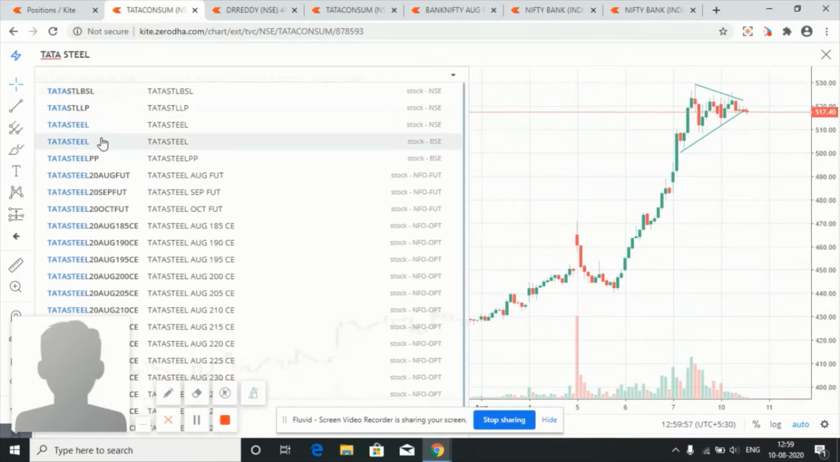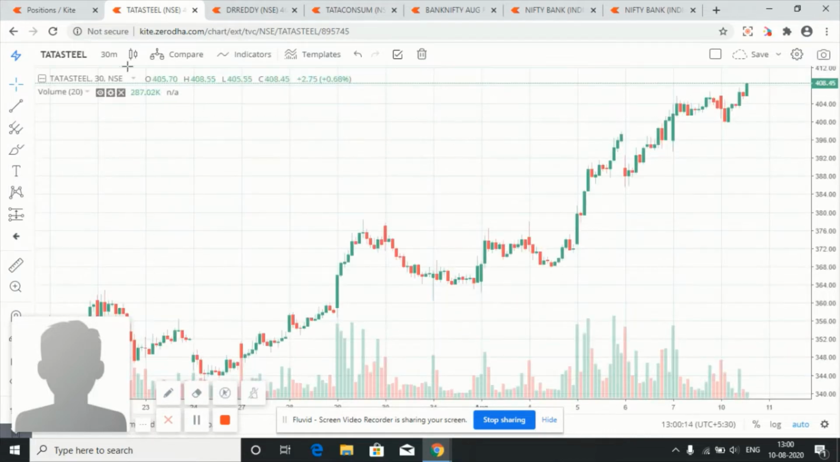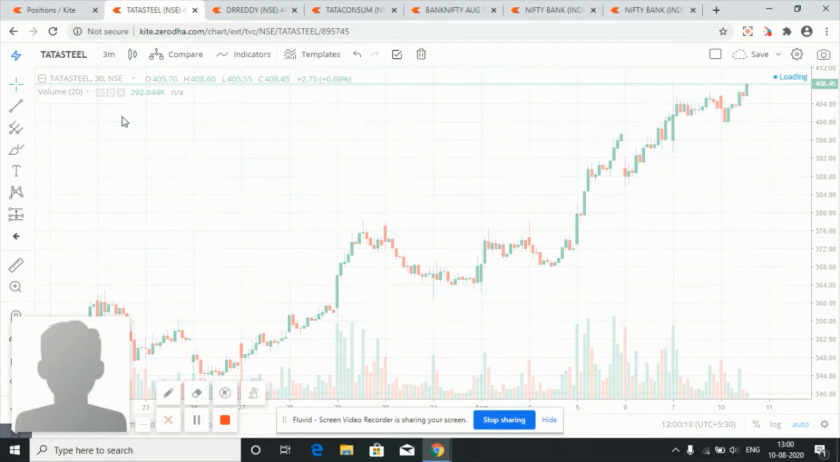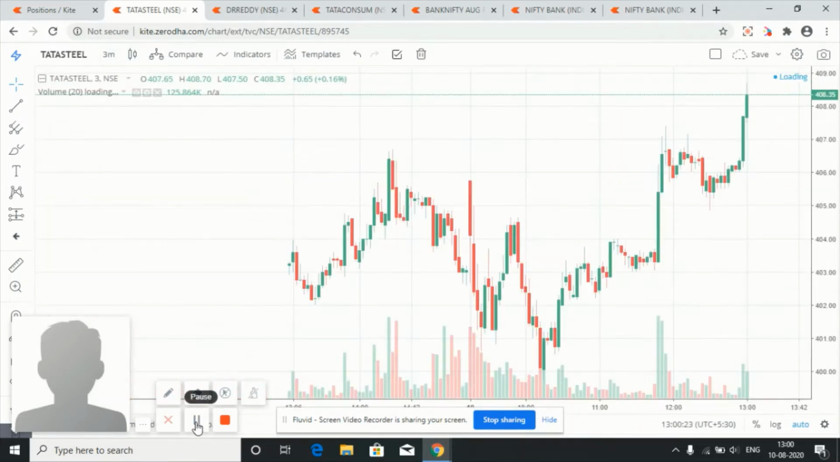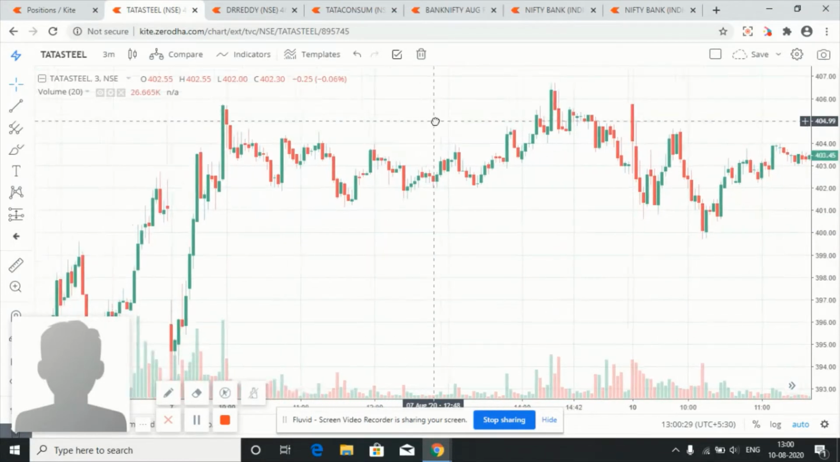Okay, Tata Steel NSE stock. The chart is loading. Wait for a minute. Now we'll take a 3 minutes chart over here, and we'll take a trade setup and discuss about that for the day.